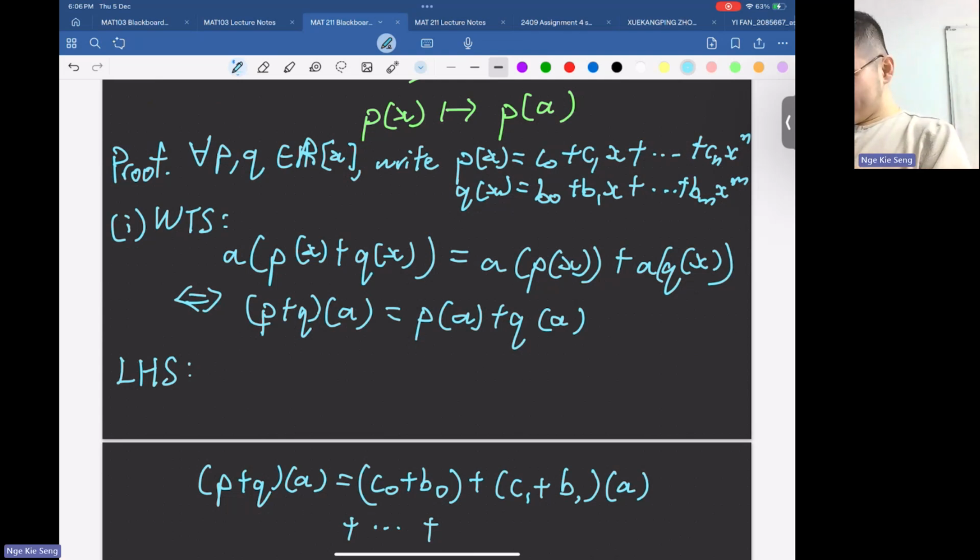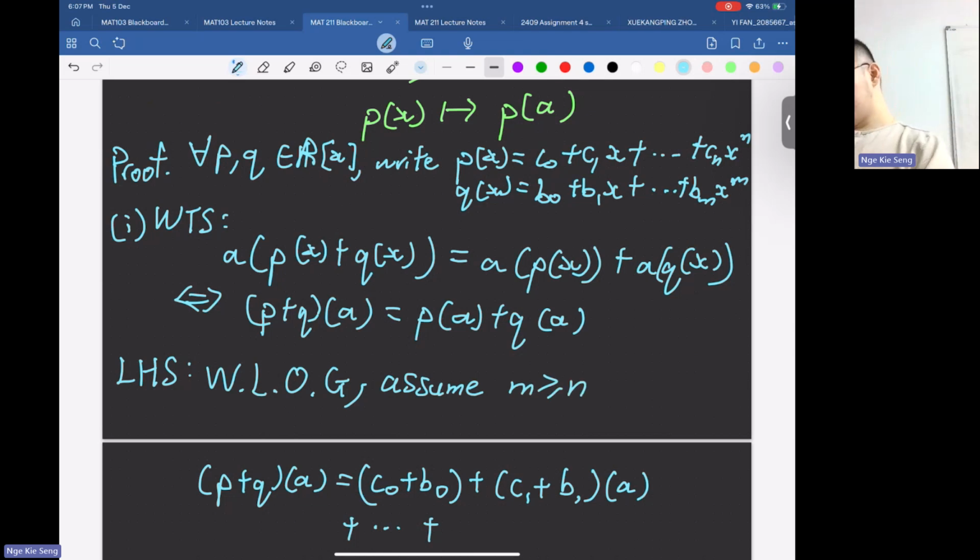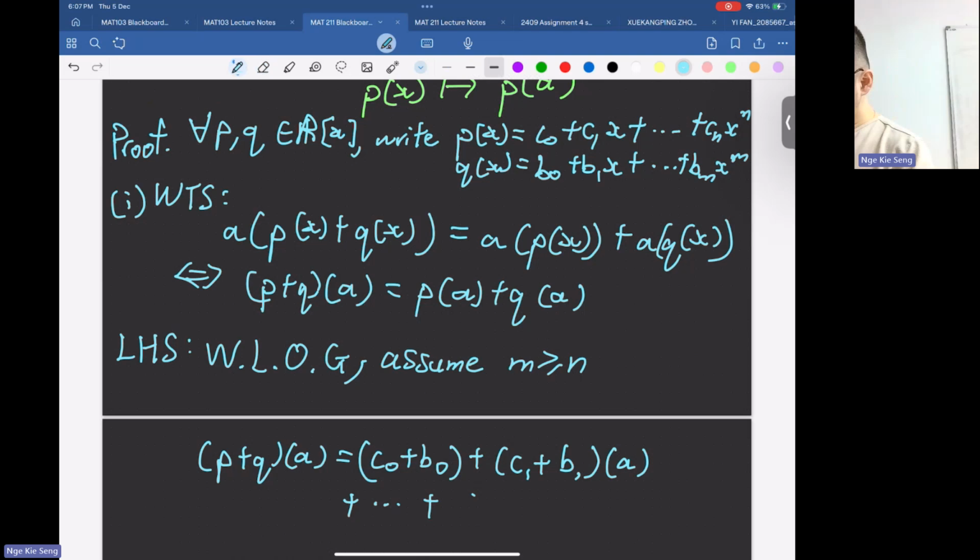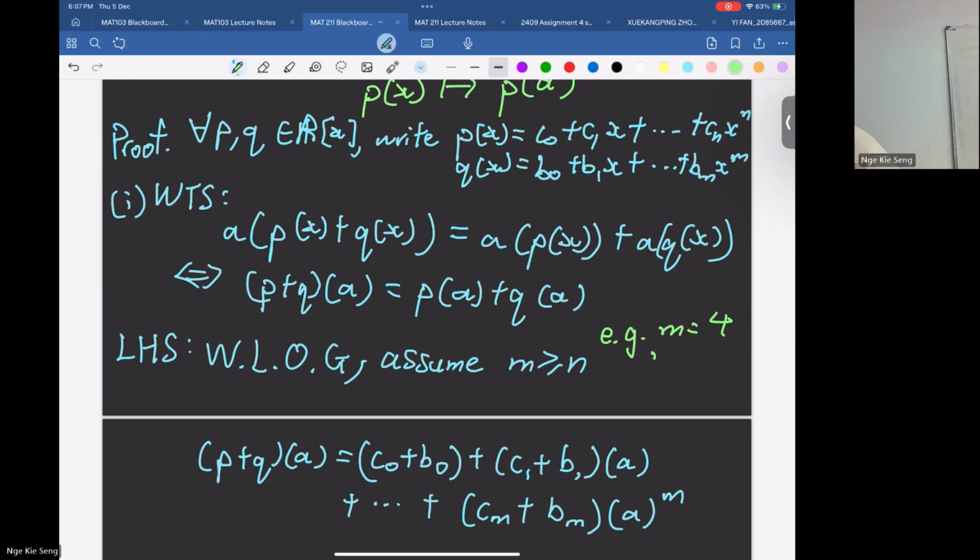Without loss of generality, you can assume that, let's say, m is greater than or equal to n, then we can add up to Cm. So let's say, for example, m is 4, n is 2. So what is C3 and C4 then? You should take them as 0.